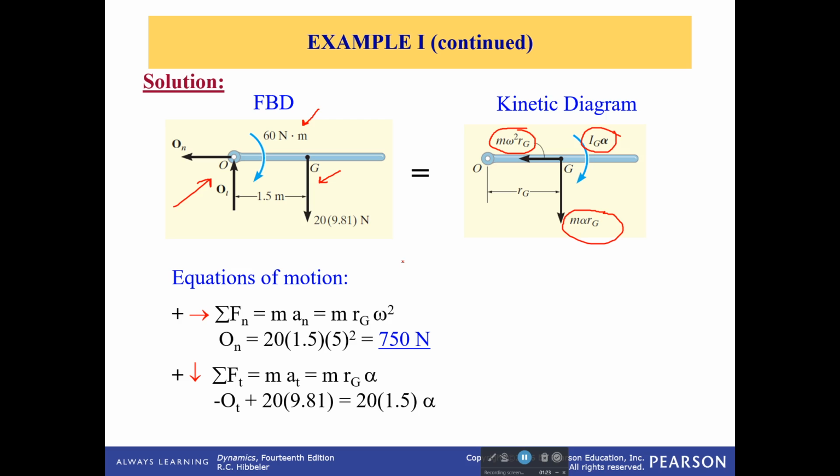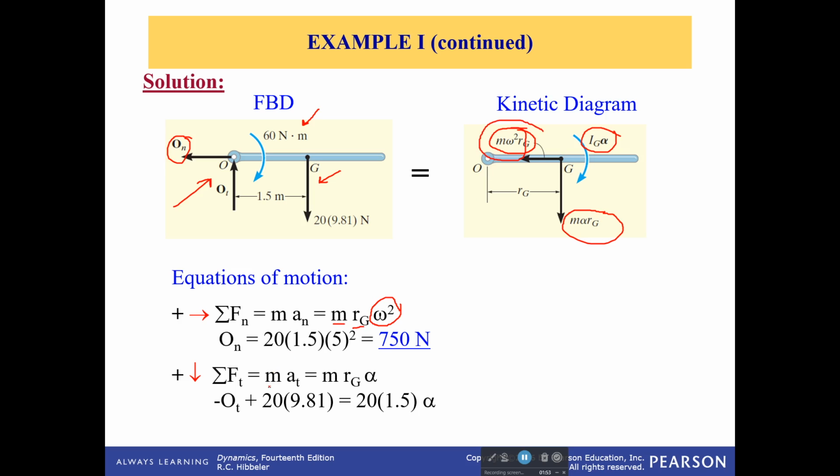So then we write out our equations. The sum of the forces in the normal direction is going to be equal to our mass times acceleration in the normal direction, which is equal to our mass times our distance to the centroid times our angular velocity squared. And all of that is going to be equal to my force in that direction. I only have one force in the normal direction, and so that is equal to this component over here.